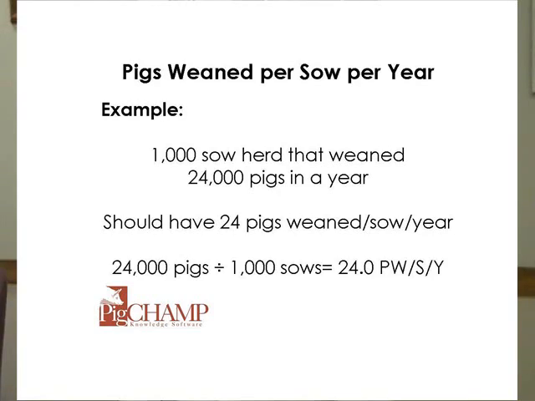The other trait measuring output, like we said, that's extremely popular these days is pigs weaned per sow per year. If we look at the simplistic way of measuring this trait, if we had a 1,000 sow herd and we weaned 24,000 pigs over a 1 year period of time, that would be 24 pigs weaned per sow per year. Very simple calculation. But again, similar to litters per sow per year, when you looked at the week-to-week variability in this trait, it got to be somewhat up and down, and we wanted a way to smooth this out.